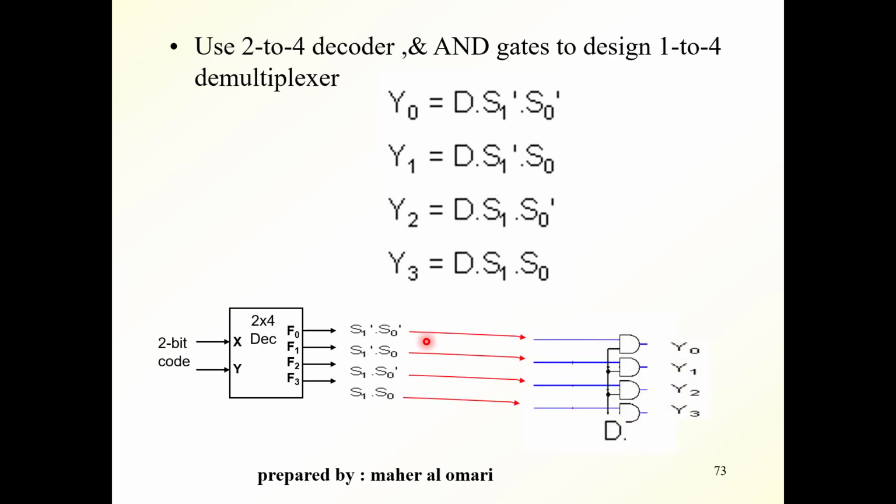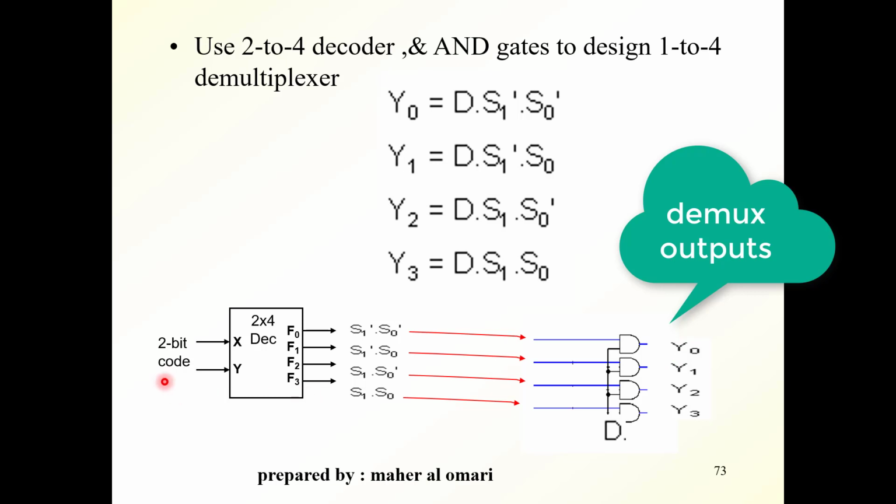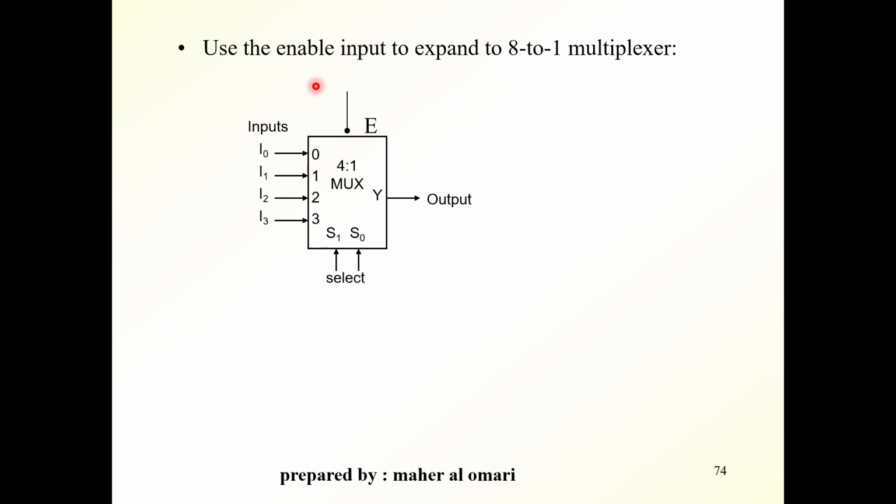So you need 4 AND gates. This is 1, 2, 3, and 4. This is the input D that is ANDed with the output of the decoder. This complete circuit is a 1 to 4 demultiplexer. This is the input, and these are the outputs of the demultiplexer, and these are the 2 select lines for the demultiplexer.